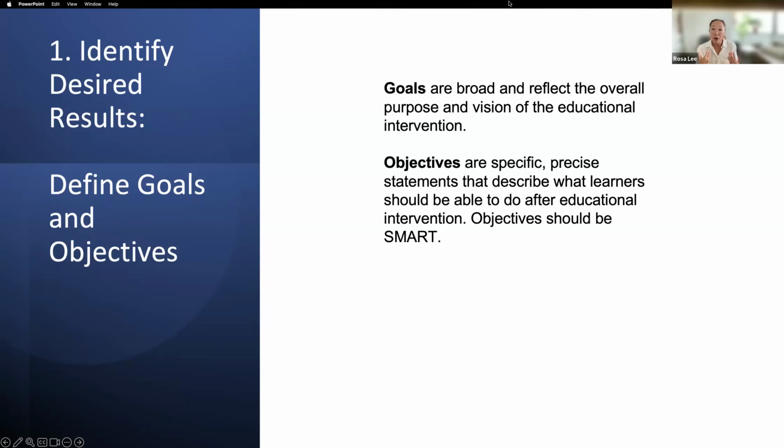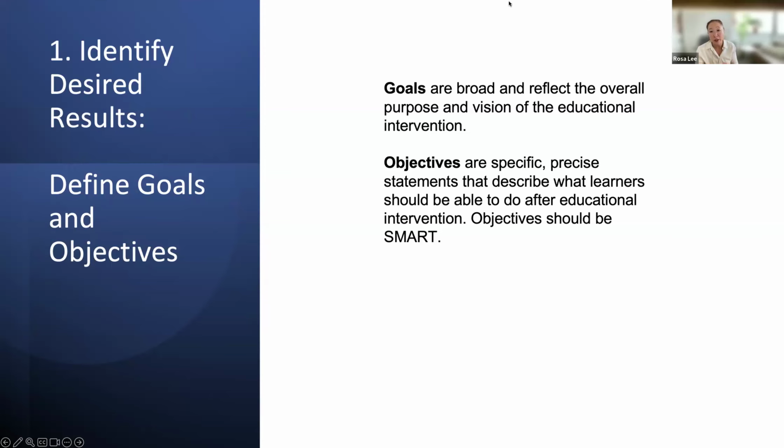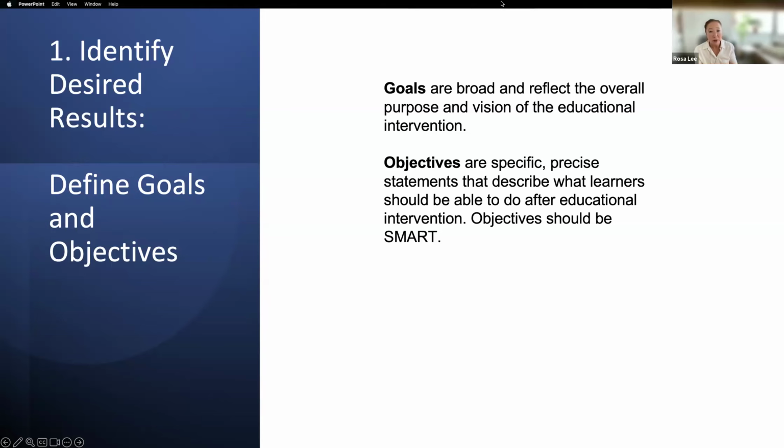So the goals are broad and they reflect your overall purpose. They're kind of like your North Star for your project. I think they're incredibly important to articulate and write down. So I would encourage all of you, as you go through this exercise and ultimately develop your projects, to think about your goal and always have that goal in mind.